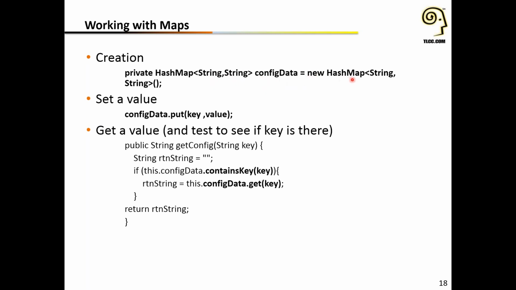Okay, so the name of my variable is going to be called configData, and I'm going to create a new empty HashMap here. And I made it private. Why did I make it private, and what does that mean? That means that only code inside of my Java class can access configData.